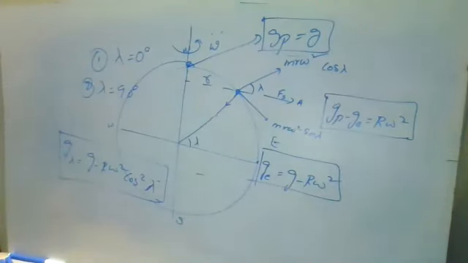Okay, so a question on this. I'll do a question. Take a question. Note it down. Question: Calculate the value of acceleration due to gravity at a place of latitude 45 degrees. That is, lambda is 45 degrees.